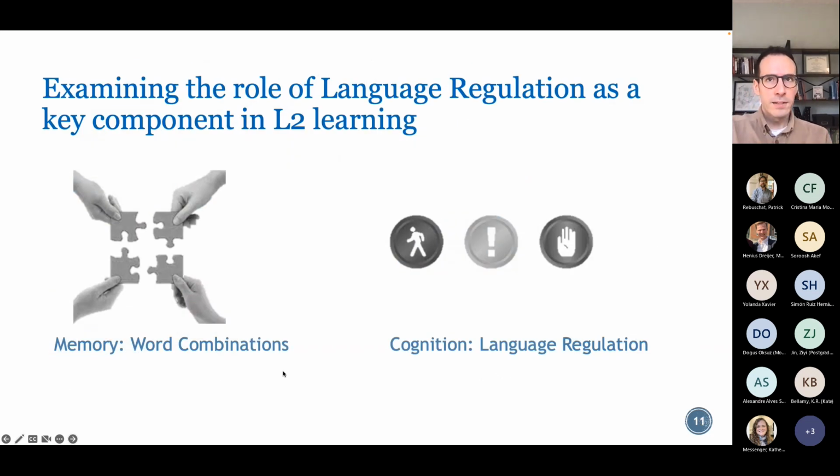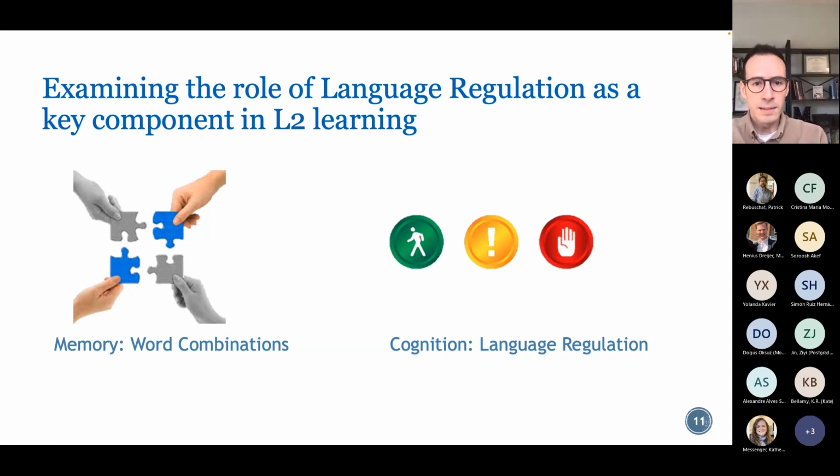So I want to highlight here then that there's two important aspects to learning here. So we often focus on the perhaps memory side of things, right? Where this is a problem where learners need to learn new combinations, how to put words together in a novel way. And definitely that's a fundamental aspect. But then I want to highlight that there's also a regulation cost here.